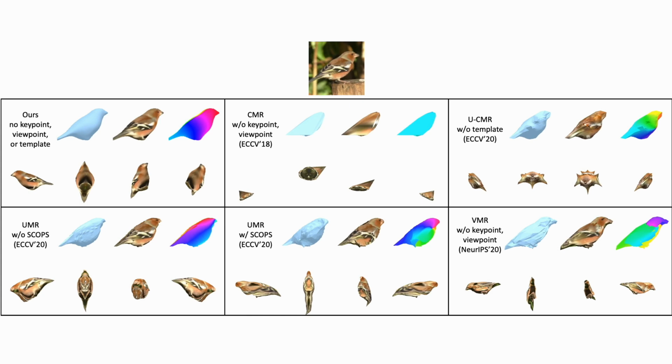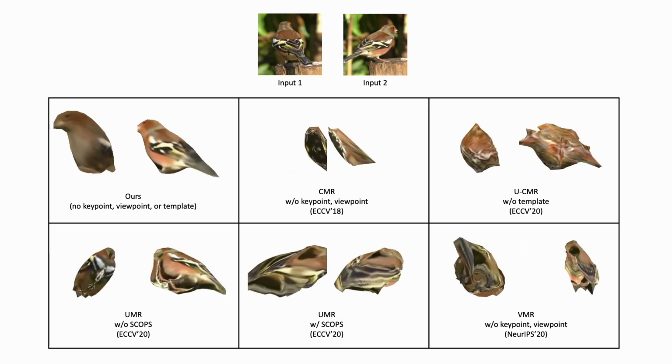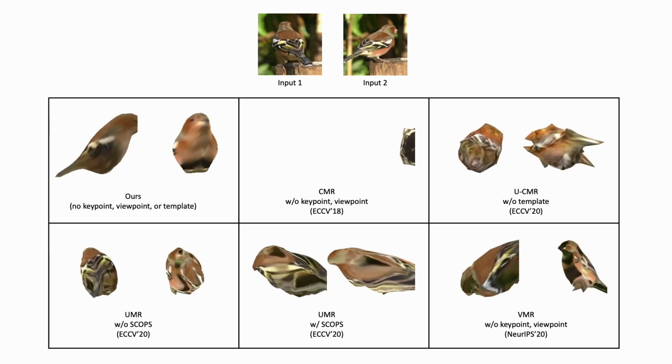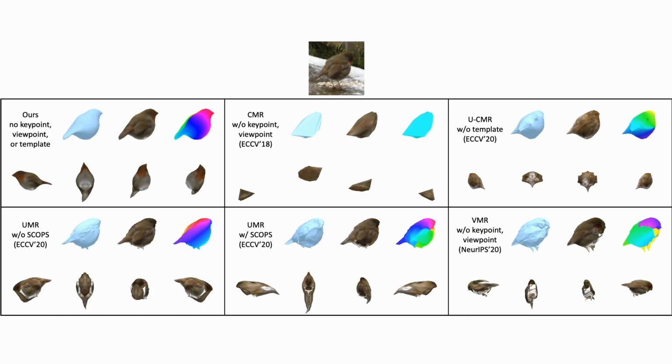In particular, here we show the reconstructed shapes of 2 frames in a sequence. Our model is able to produce consistent shape reconstructions, whereas all other methods fail. Here are some more examples.